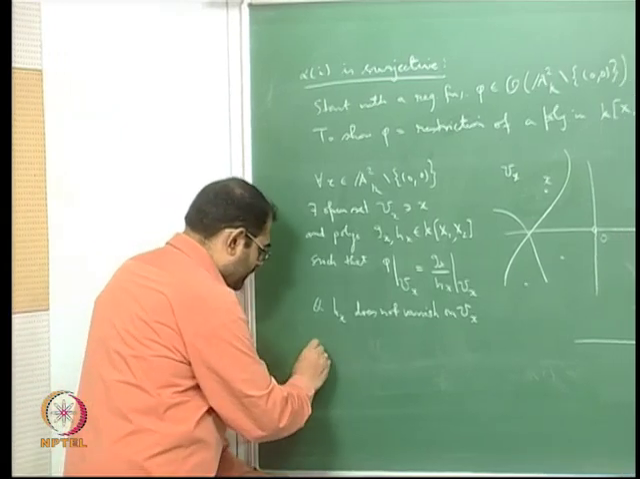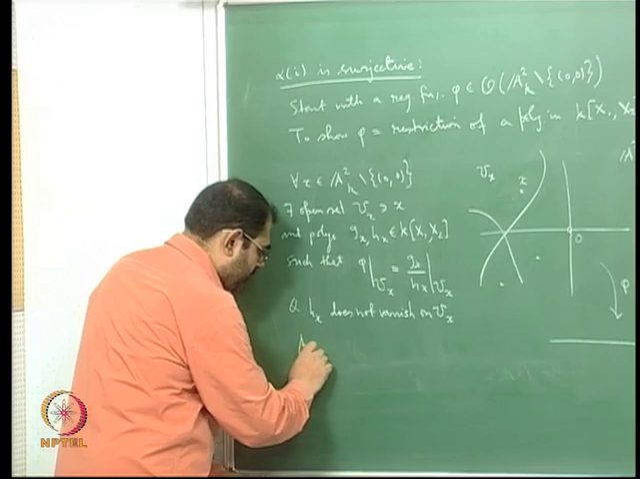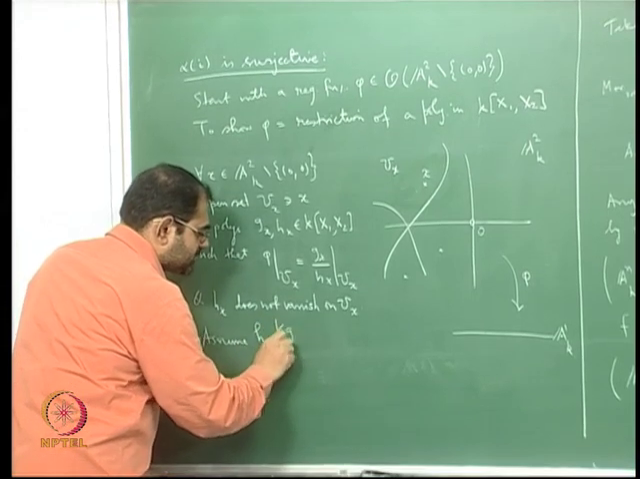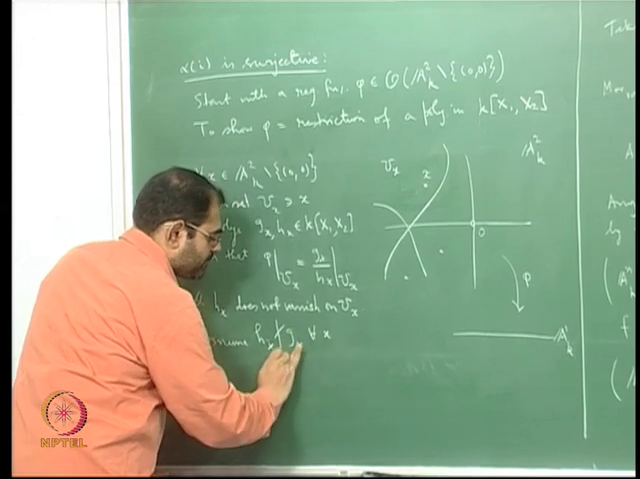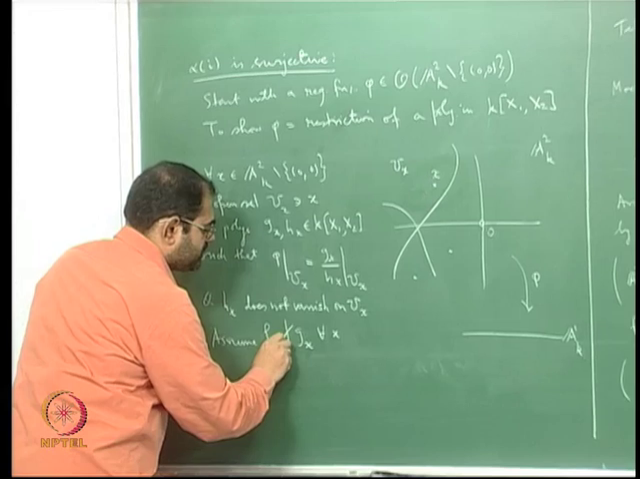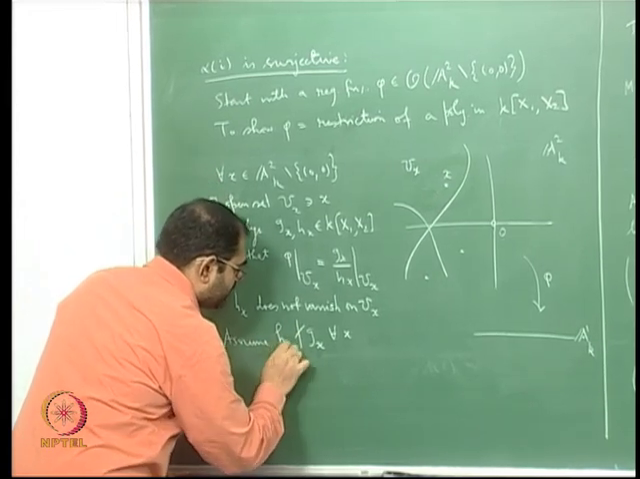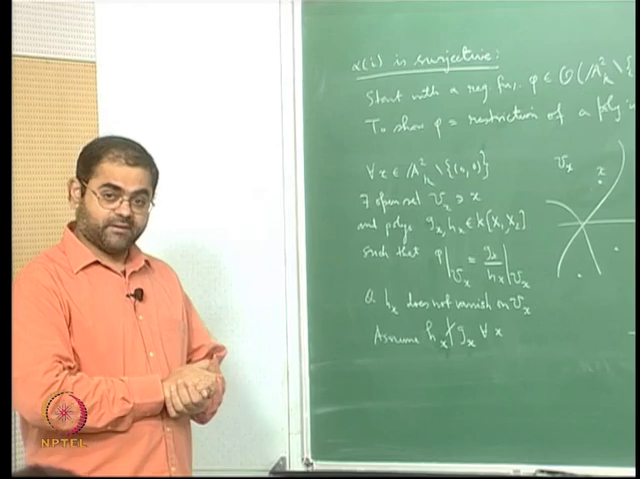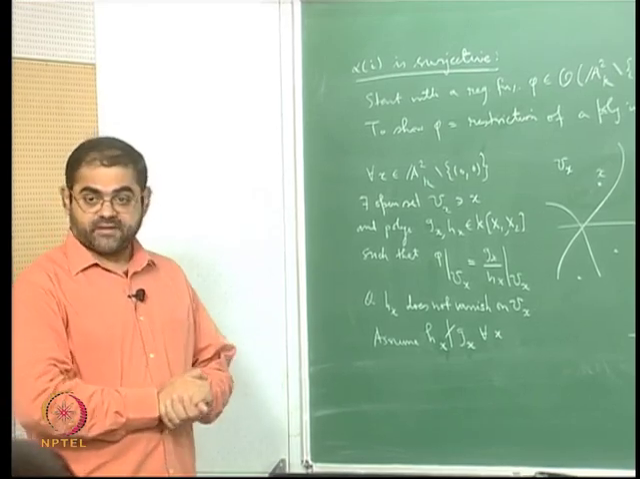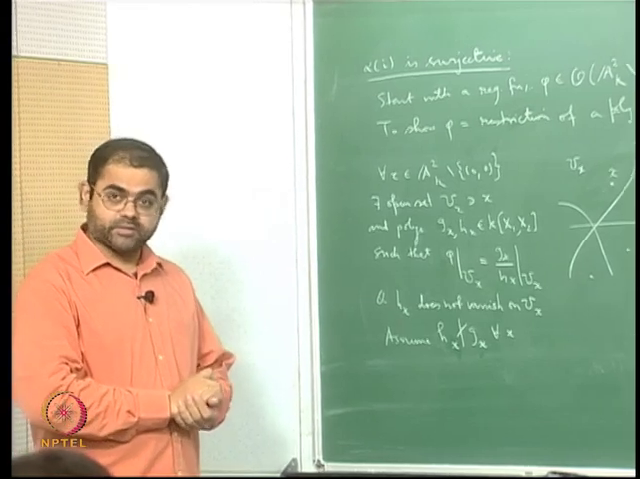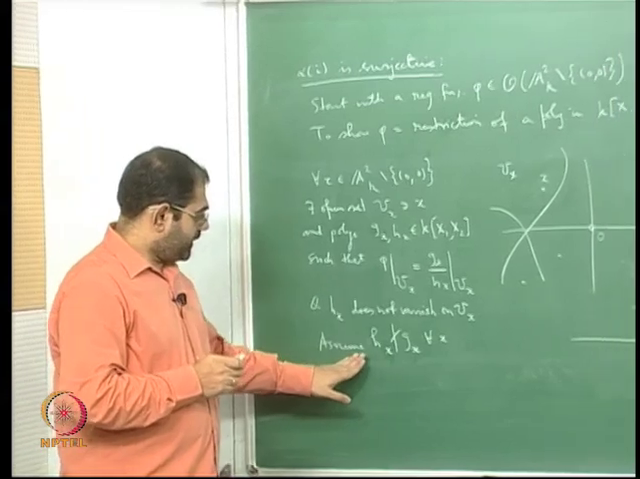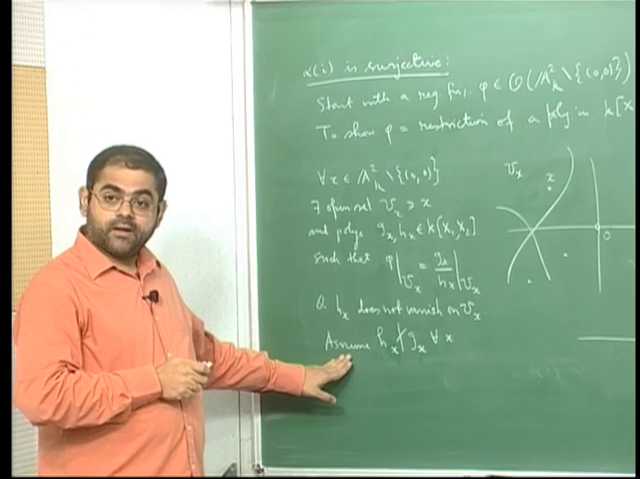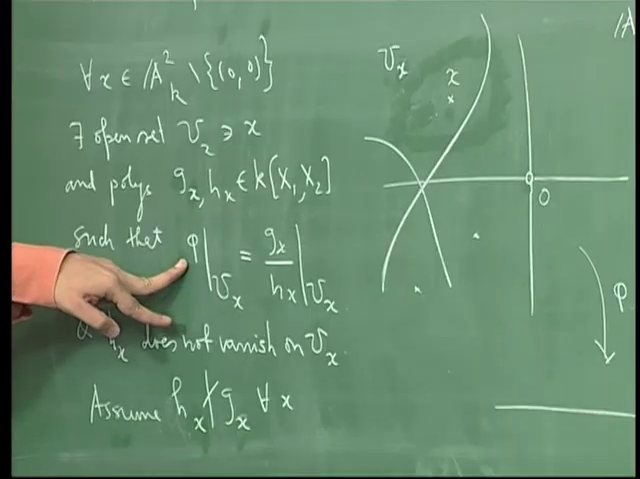So assume Hx does not divide Gx for every x. Of course, I am in the polynomial ring which is a unique factorization domain, and it makes sense to talk about when one divides the other because you have unique factorization. Any polynomial can be uniquely factored into irreducible polynomials. So this assumption will be true only if phi doesn't come from a polynomial function, mind you.